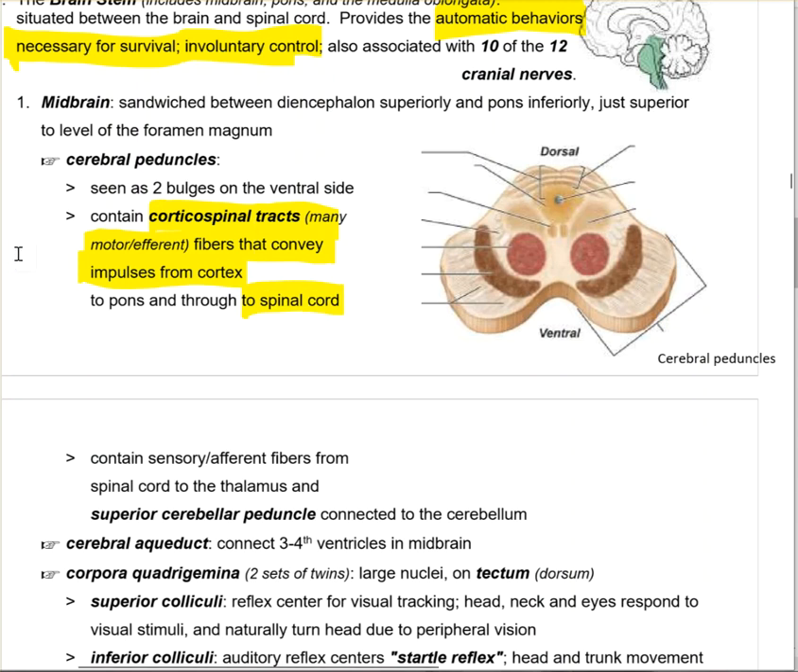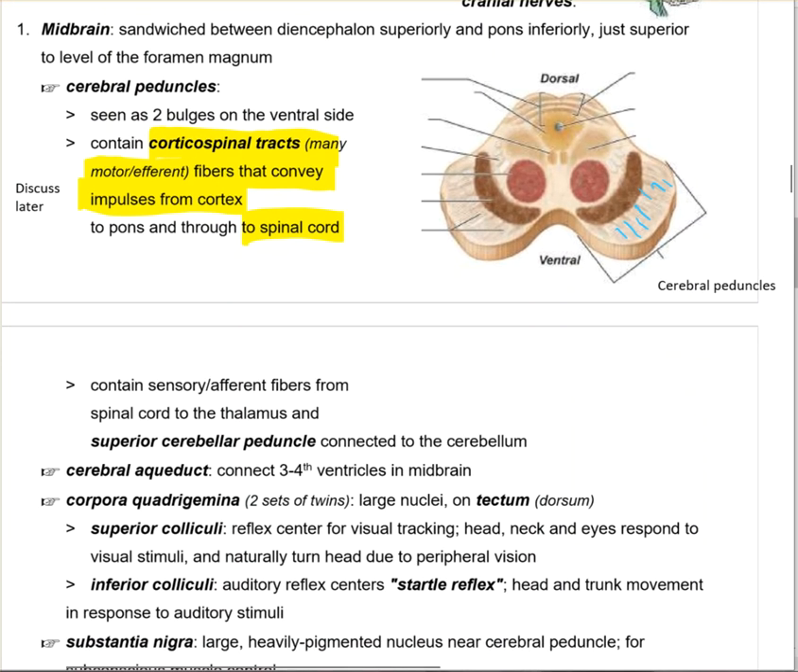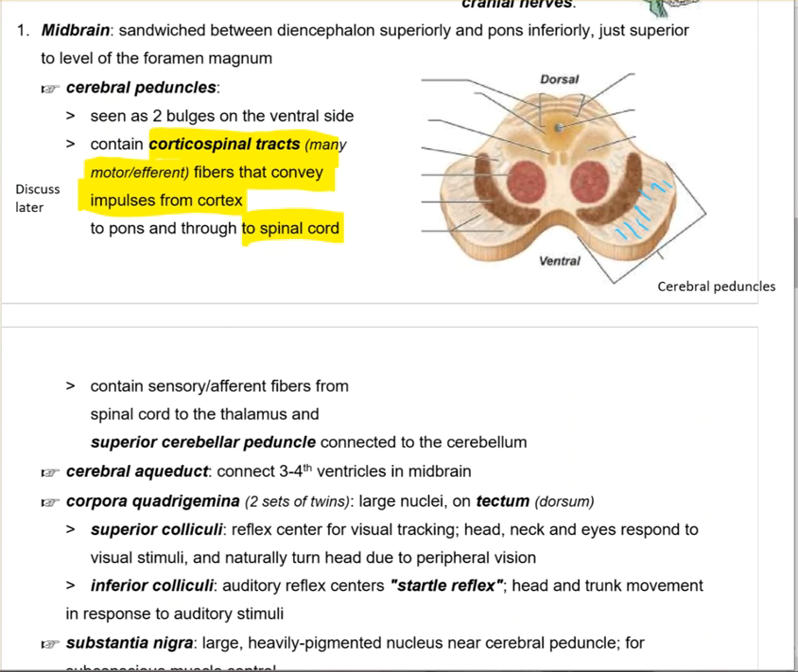I'm going to make a little note right here that says we will discuss later. We're going to talk about these corticospinal tracts later, but for now at least you can see that they exist there. These tracts are right in here, right inside there. What do these do? They also contain sensory afferent fibers from the spinal cord to the thalamus, and they go to the cerebellum. So they are sending messages to the cerebellum as well.